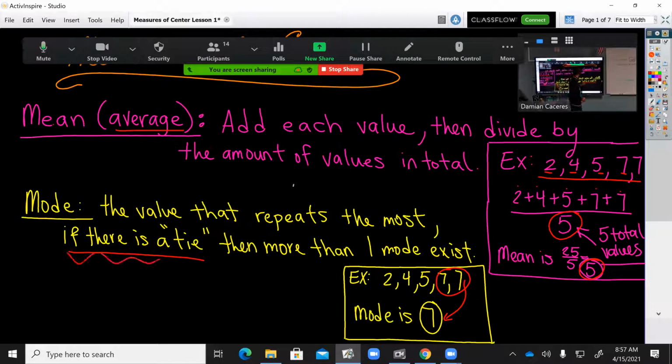Just don't forget, if there's a tie, there's going to be 2 modes, 3 modes, whatever amount is tied at the highest value of repeating. So you should have already copied it. I give you enough time to copy, so let's move on to the next page. It's not a long lesson, so please pay attention.